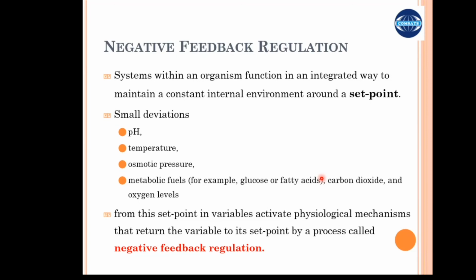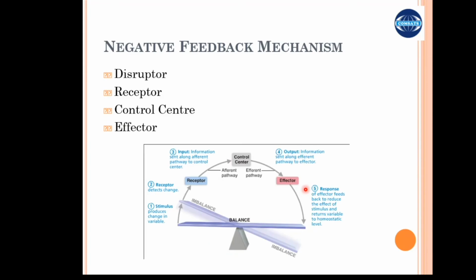Or vice versa, when blood sugar or body temperature or other nutrient levels decrease within the animal's body, these feedback mechanisms tend to increase their production, or their acquisition from food or different sources, to bring it back to the normal state. Right. So that is the negative feedback mechanism, and here is the mechanism of this process, where there are 4 steps.